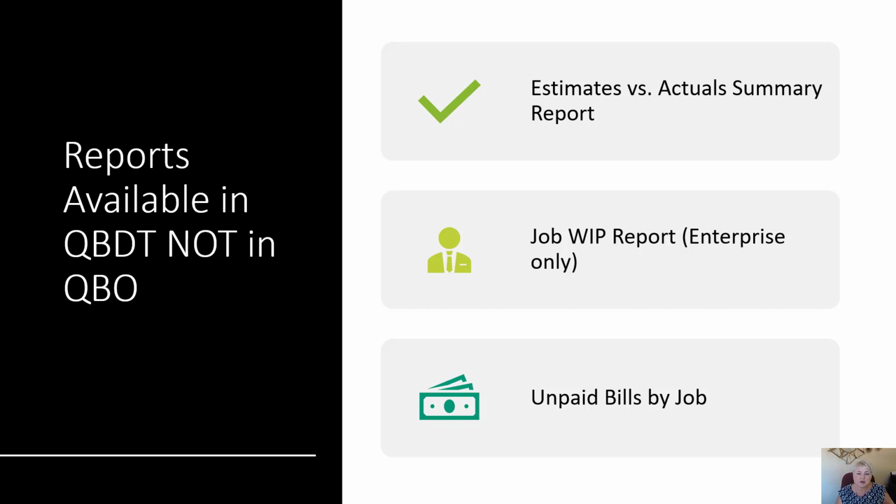I'm not going to go into a super lot of detail because it's a bit overwhelming, but if you're familiar with these reports in desktop and or you do under billing WIP adjustments, you might really miss the estimates versus actual summary report, the job WIP report, which you can get in Enterprise, and the unpaid bills by job report. I mean, there are others, but these are the main reports that you will find in QuickBooks Premier Contractor that you will not find in QuickBooks Online.